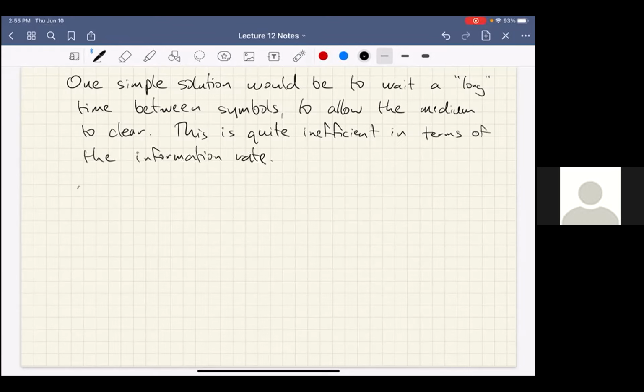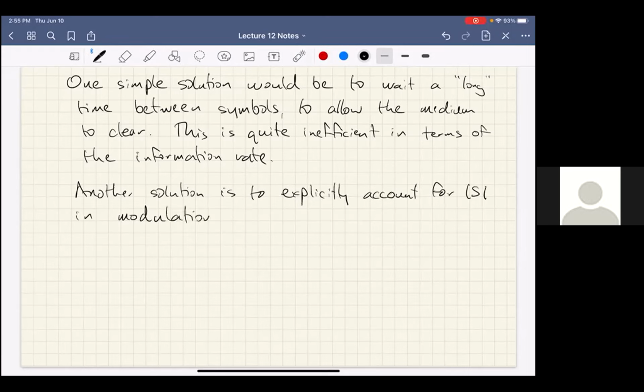Another solution is to explicitly account for ISI in modulation and detection. And there are plenty of ways to do this. Lots and lots of techniques have been devised over the last 50 years to deal with intersymbol interference.